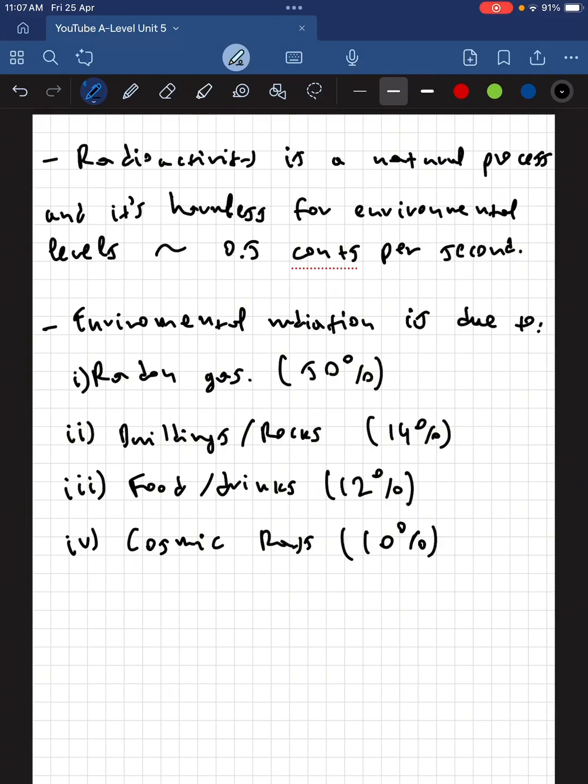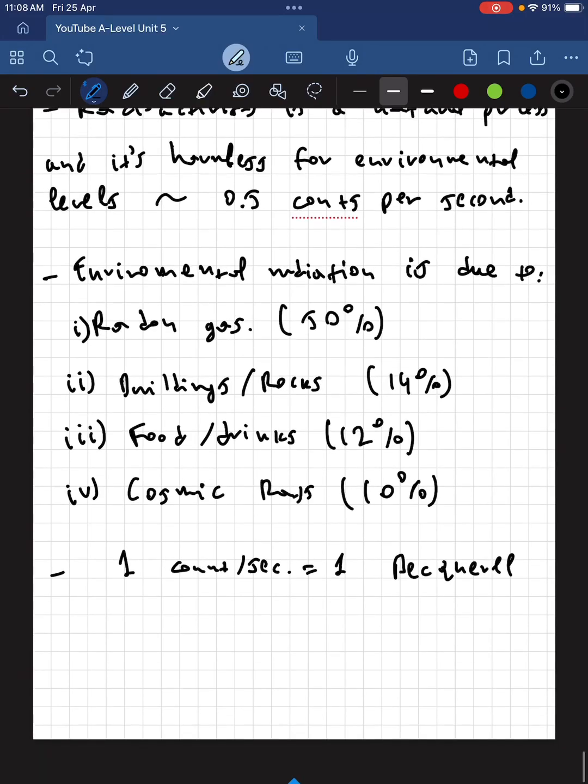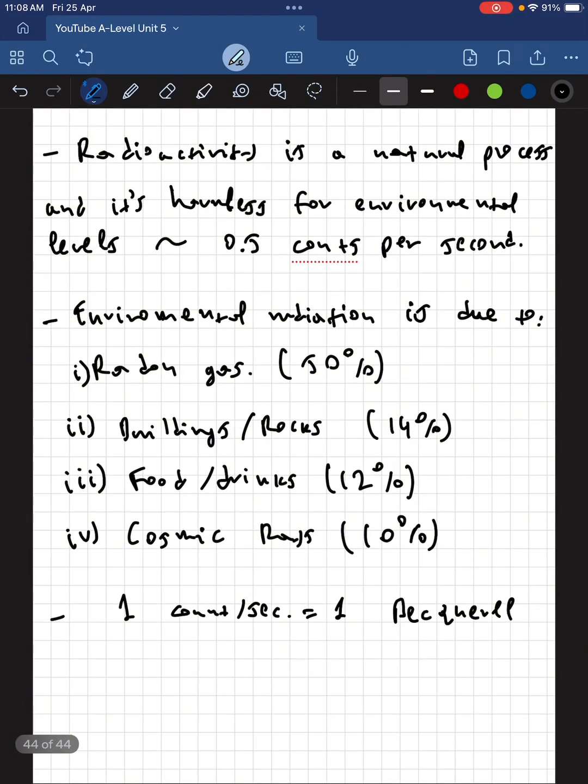Now, let's talk units. So 1 count per second is called 1 becquerel, in honor of the scientist who discovered radioactivity. And yes, that's kind of like trivia so far.